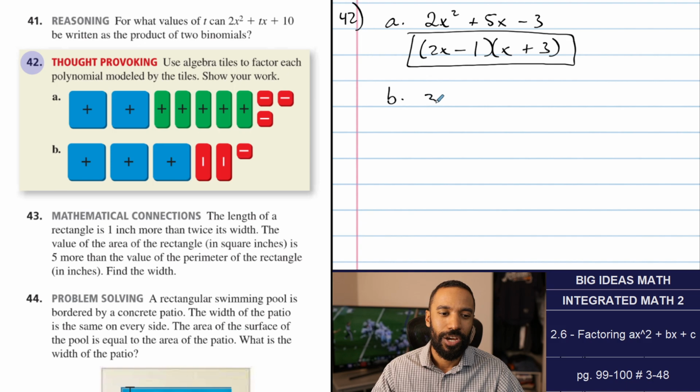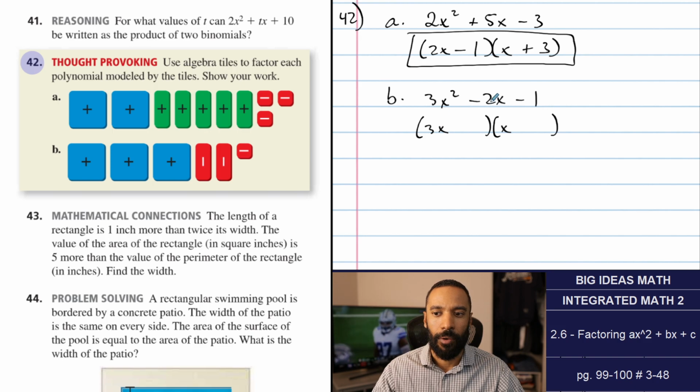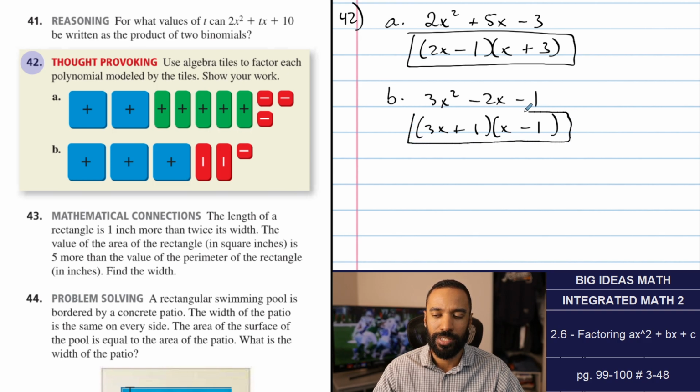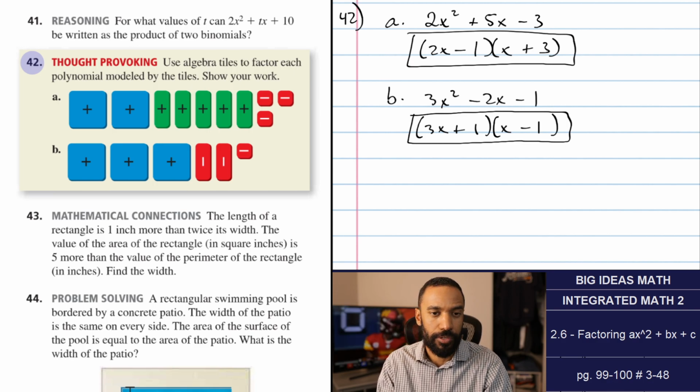So part B, we have a 3x squared, and then a minus 2x there, and then a minus 1. So 3x and x, remember 1 can only come from negative 1 and positive 1. I want to make the 2 negative, so I want the negative 1 here to get negative 3 plus 1. Boom, boom, and there it is. That's the factorization. That's really as far as I'm going to get with those.